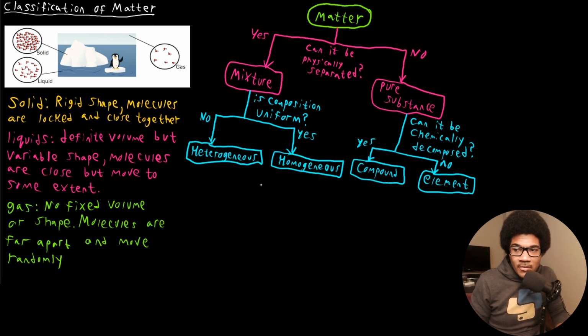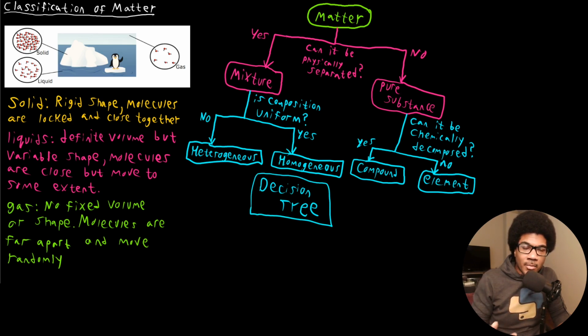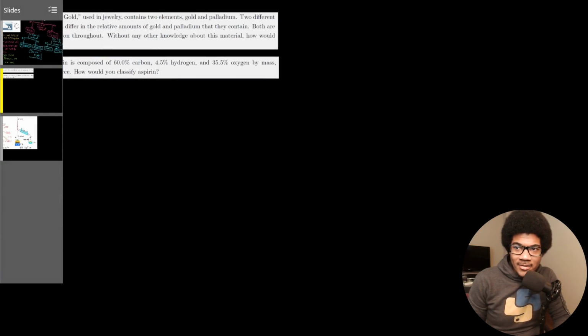So you can use this. This is basically a decision tree. And you can use this matter decision tree in order to decide whether what you have is a mixture or substance, and to be able to classify it even further from there. So let's look at some example problems so we can put this into practice.